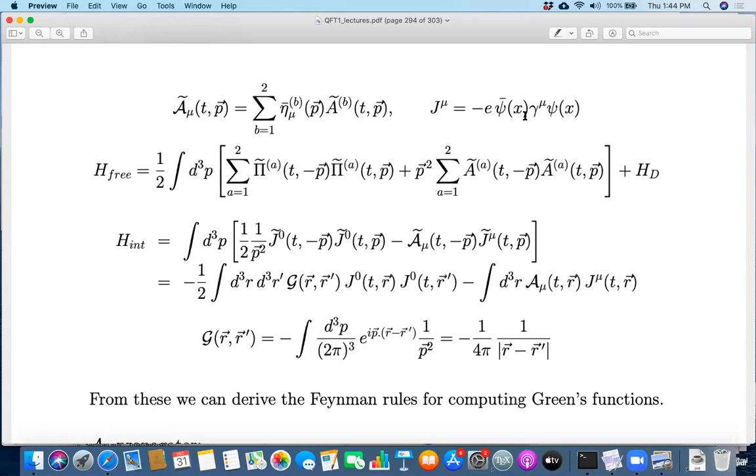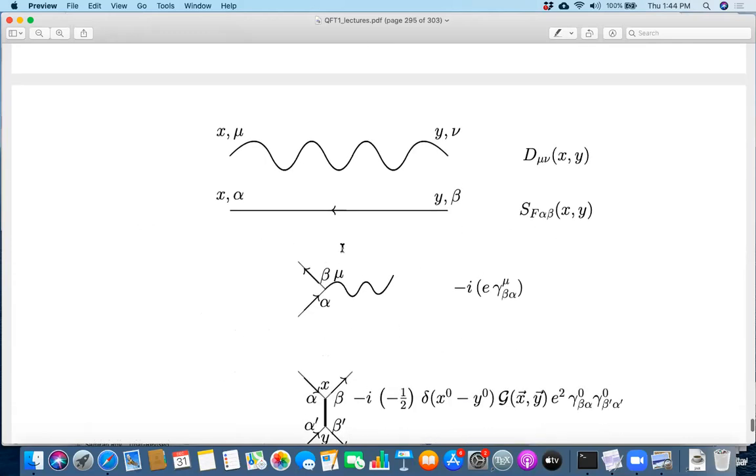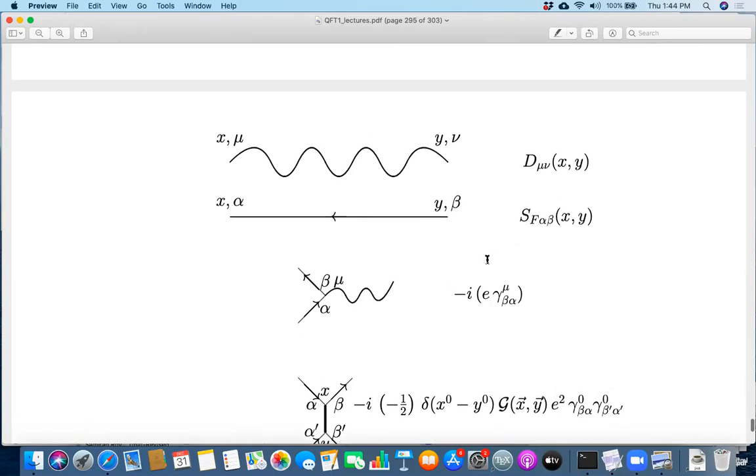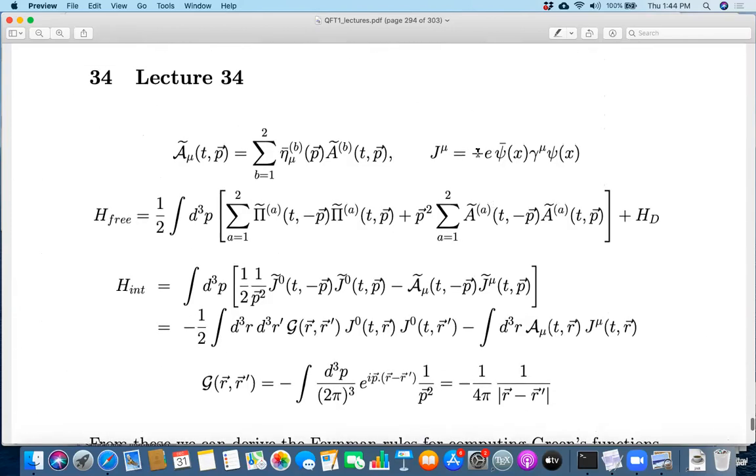And of course, in the whole perturbation series, the H in the exponent, H interaction, is multiplied by minus i. So that minus i always accompanies H interaction. That you should remember. Based on this, we get this interaction vertex. There's a minus; this is the minus i that multiplies H interaction. This is an e, that comes from the e in the J mu expression, and this minus sign has already cancelled, as we discussed.